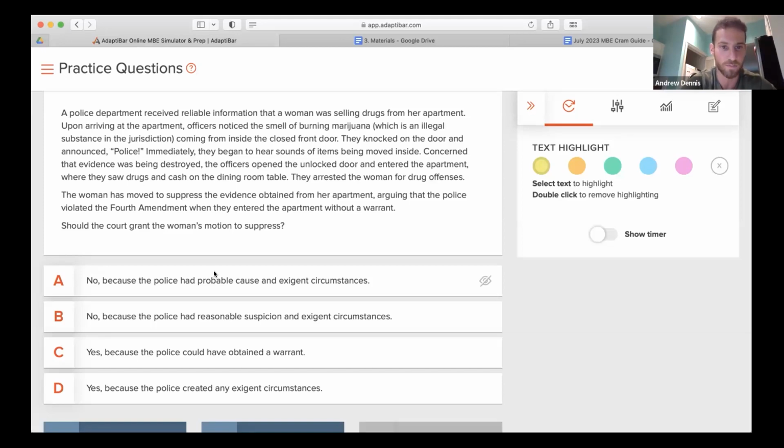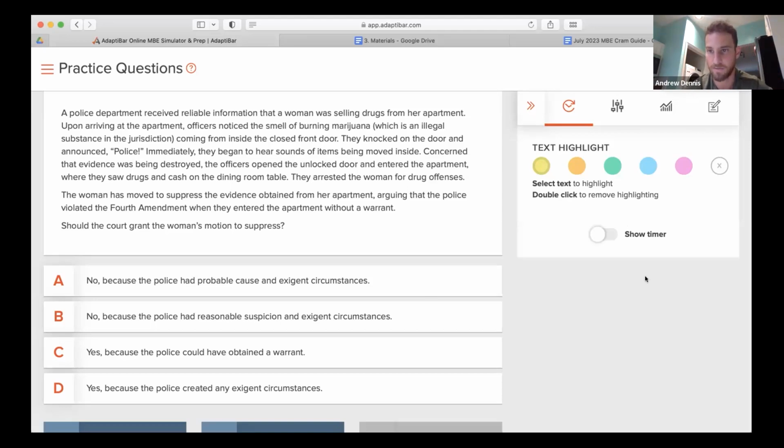The woman has moved to suppress the evidence obtained from her apartment, arguing that the police violated the Fourth Amendment when they entered the apartment without a warrant. Should the court grant the woman's motion to suppress? No, because the police had probable cause in exigent circumstances. No, because the police had reasonable suspicion in exigent circumstances. Yes, because the police could have obtained a warrant. Yes, because the police created any exigent circumstances.